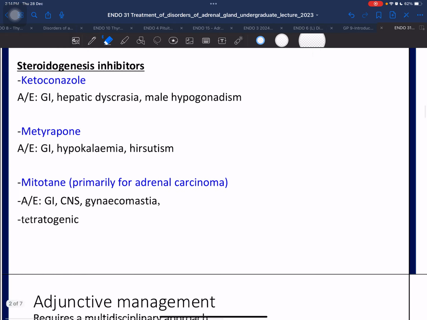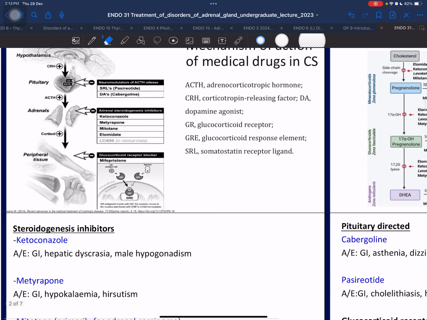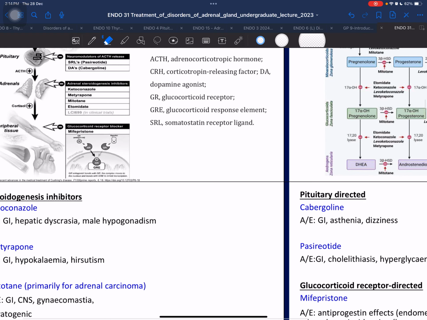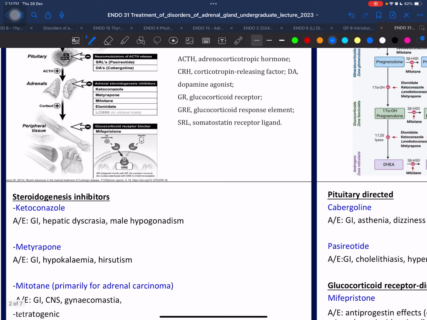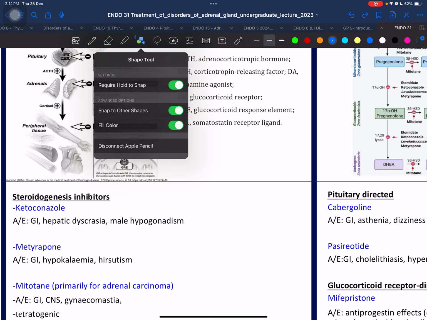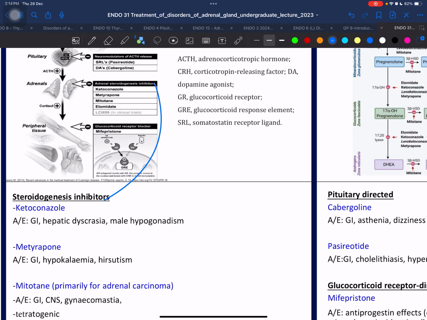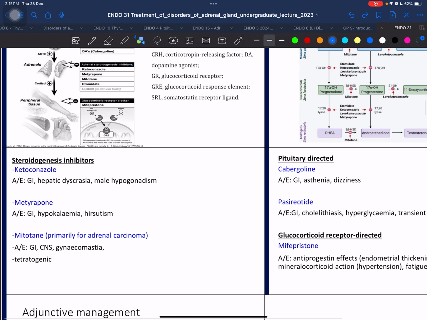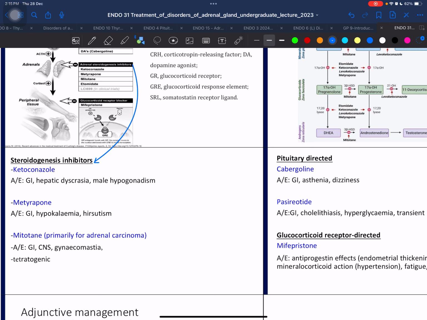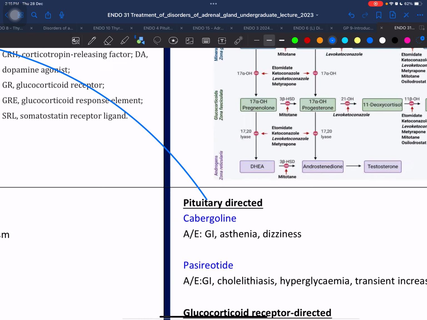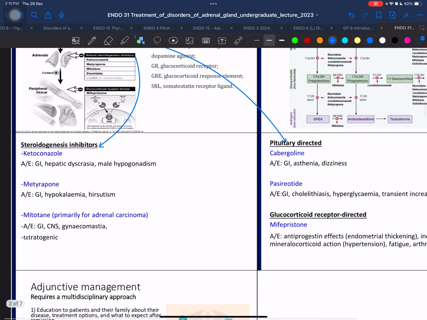So for steroidogenesis inhibitors, I just listed down a few of the adverse effects. Of course, the adverse effect list is very, very long if you look at the product insert. Ketoconazole adverse effects: GIT disturbances, nausea, vomiting, anorexia. You have hepatic dyscrasias, deranged liver function tests. Some men might get hypogonadism. Metyrapone, you have side effects: hypokalemia, hirsutism.